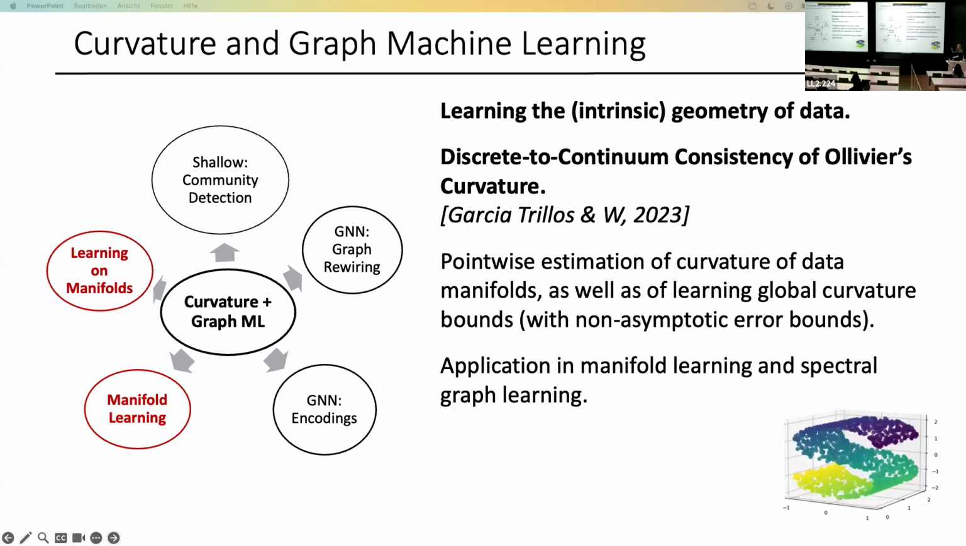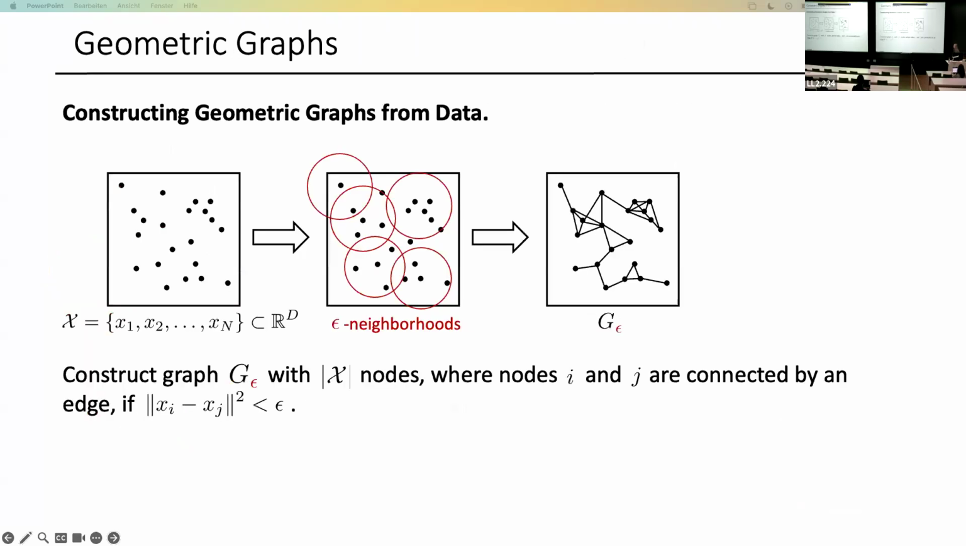So here we're gonna look into a slightly different setting where our input is not necessarily given as a graph, but maybe we're just given a point cloud, and we construct a graph that captures the metric information in that point cloud. So what do I mean with this?